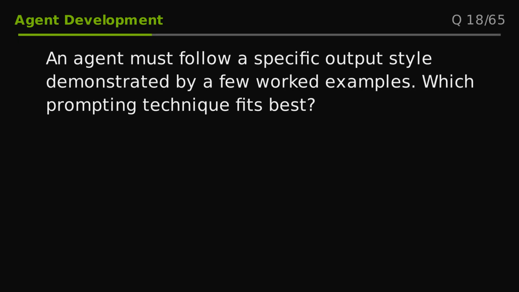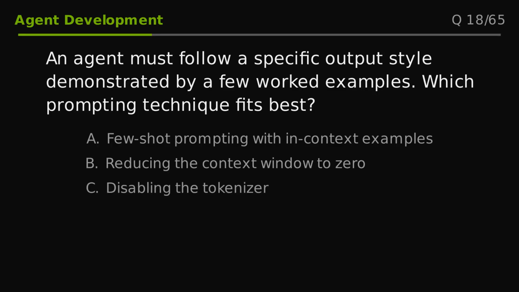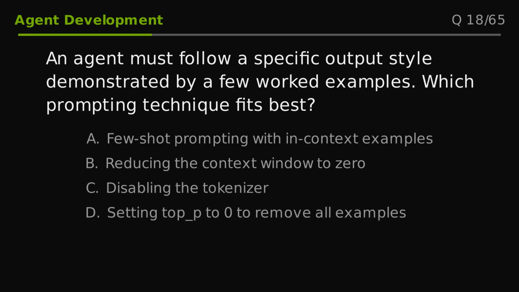Question 18. An agent must follow a specific output style demonstrated by a few worked examples. Which prompting technique fits best? Option A: few-shot prompting with in-context examples. Option B: reducing the context window to 0. Option C: disabling the tokenizer. Option D: setting top_p to 0 to remove all examples.